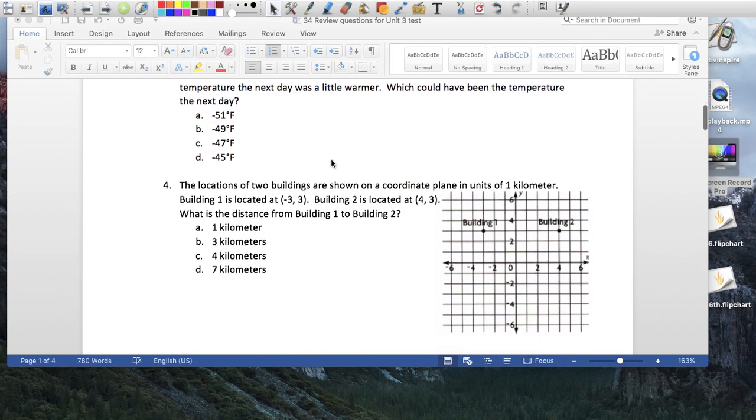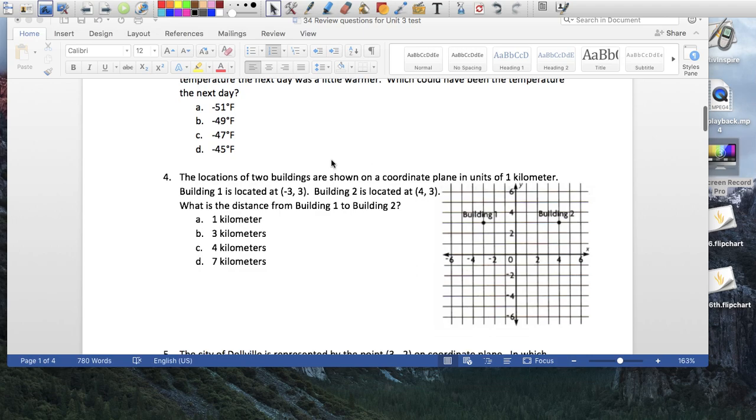Number 4. The location of two buildings are shown... Building 1 is located at (-3, 3), right here. The other one is at (4, 3). What is the distance? Well, because this is multiple choice, you can literally count. You've got to be careful, making sure what the units are from box to box.